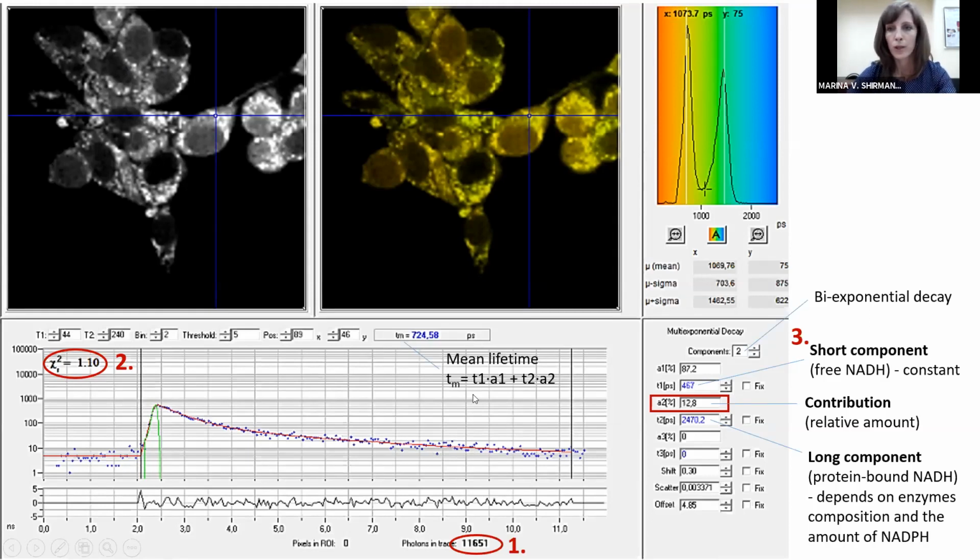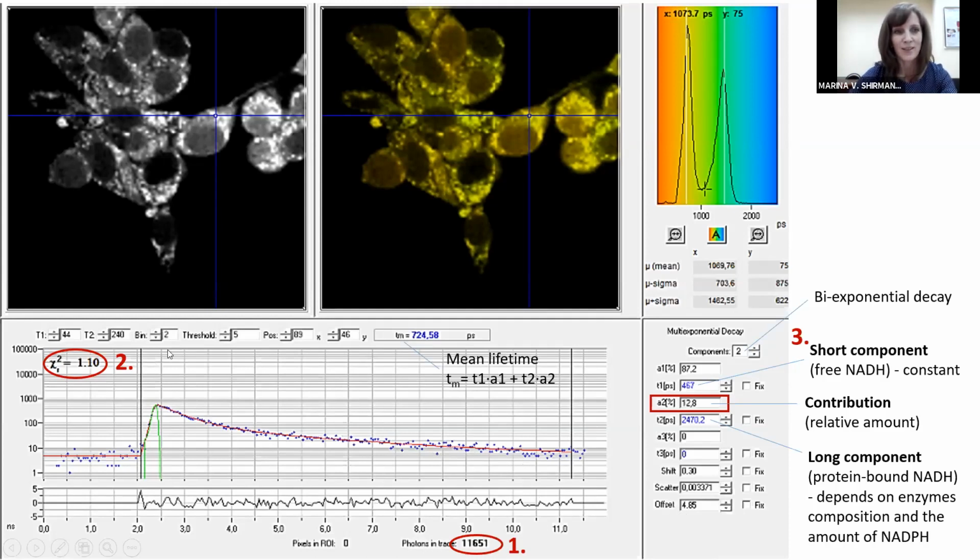And what to pay attention to if you do FLIM of NADH or other fluorophores. The first thing to pay attention to is the number of photons per fluorescence decay. If you do bi-exponential fitting, like for NADH, it is recommended to have not less than 5,000 photons per decay curve to have correct fitting.